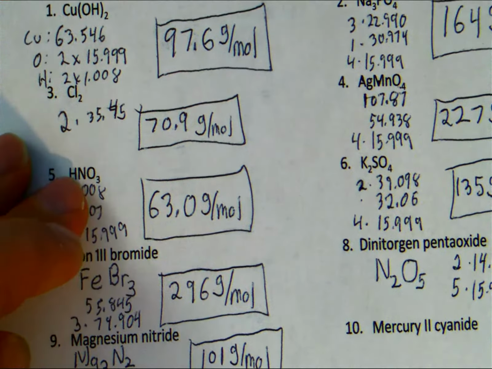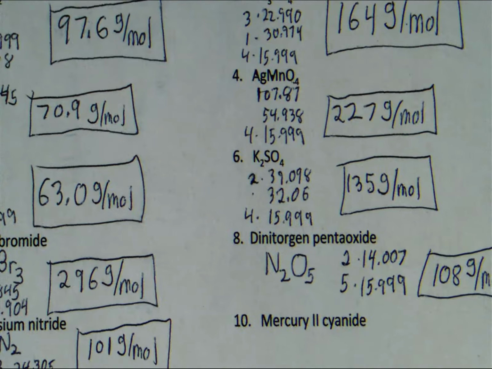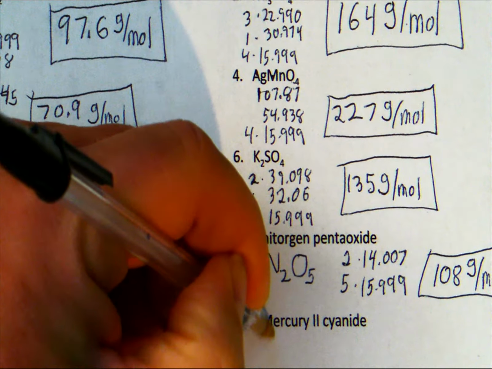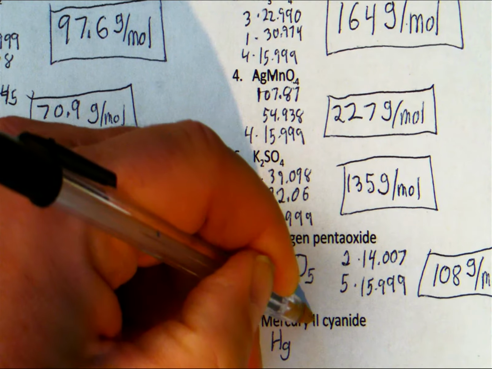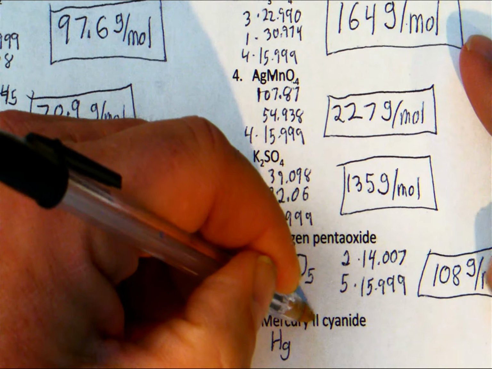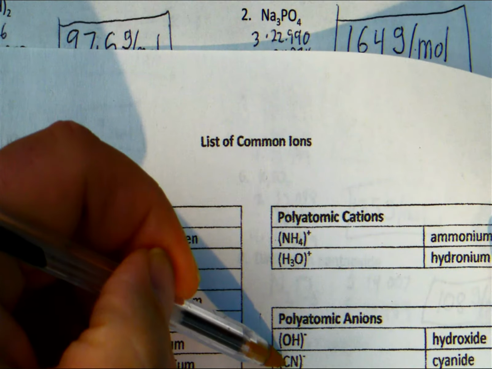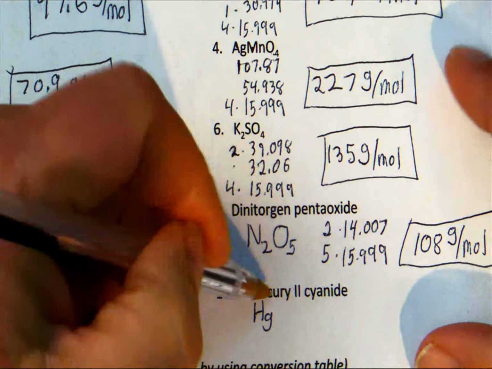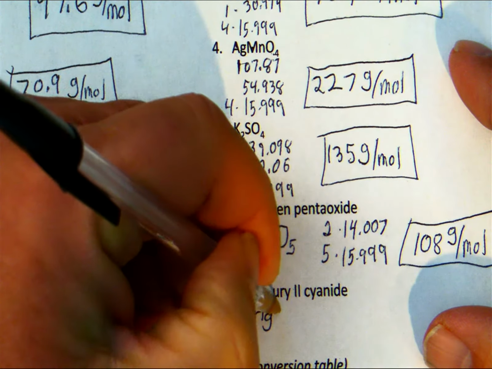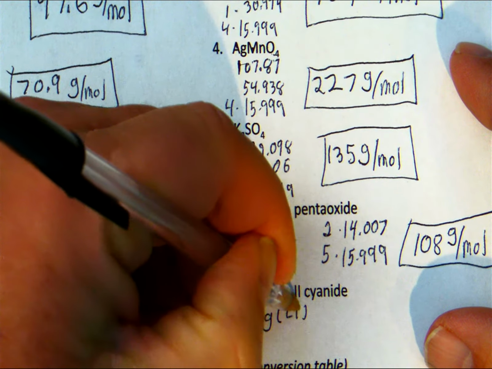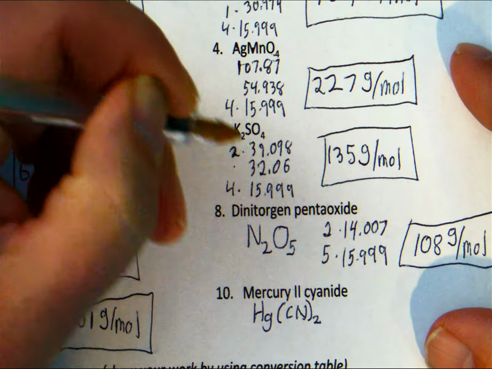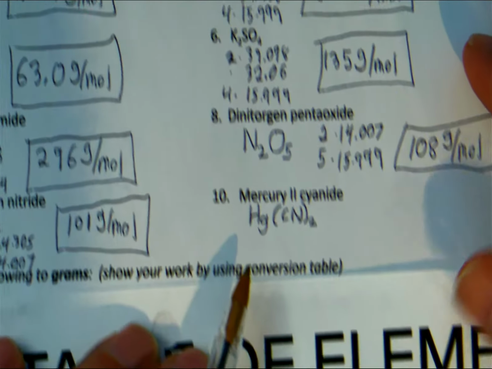Don't truncate, but round correctly. Mercury 2 cyanide. Mercury is Hg. The Roman numeral 2 means it's going to be a 2 plus charge. Cyanide is a polyatomic ion, CN with a 1 minus charge. And so I'm going to need 2 cyanides for every mercury 2 plus. So open parentheses, CN, close parentheses, subscript 2, and this is mercury 2 cyanide.